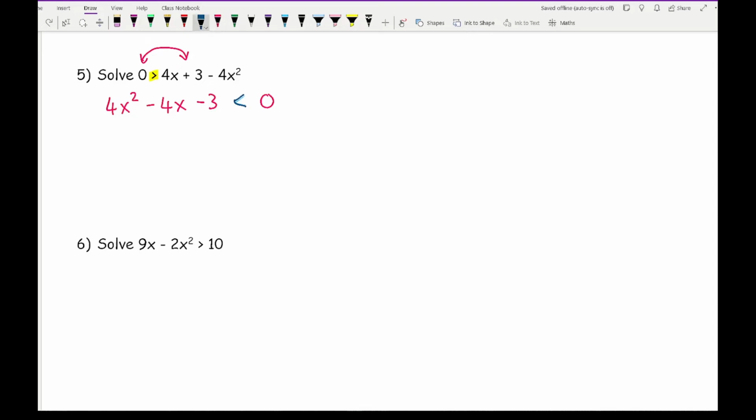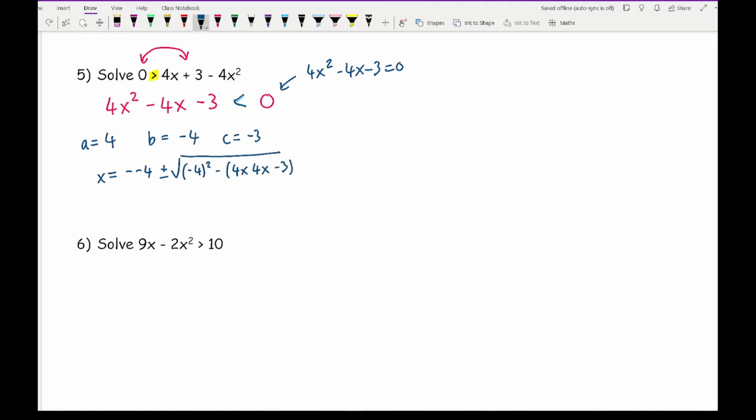So here again, what I'm going to do for this one is assume that it doesn't factorize. So let's use the quadratic formula. So here I've got a equals 4, b equals minus 4, c equals minus 3. And again, what I'm solving is 4x squared minus 4x minus 3 equals 0. So I'm using the quadratic formula. I end up with minus minus 4 plus or minus the square root of minus 4 squared minus bracket 4 times 4 times minus 3. It's all square rooted, all divided by 4 times 2.